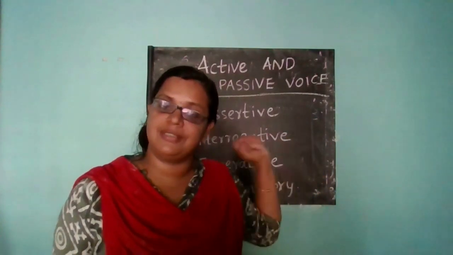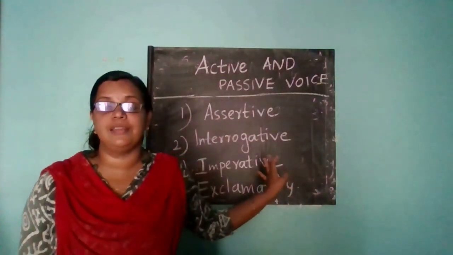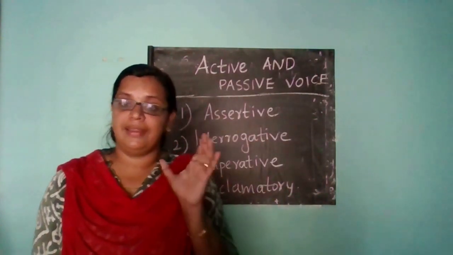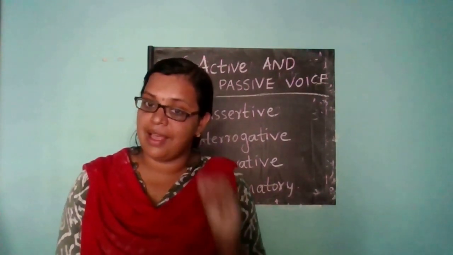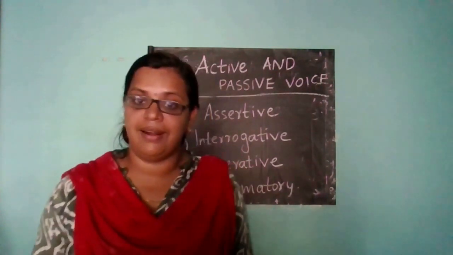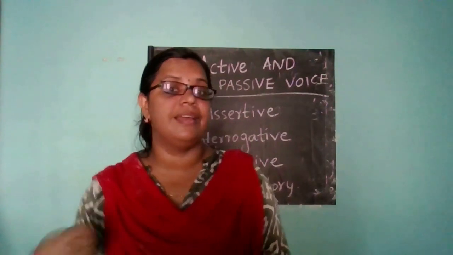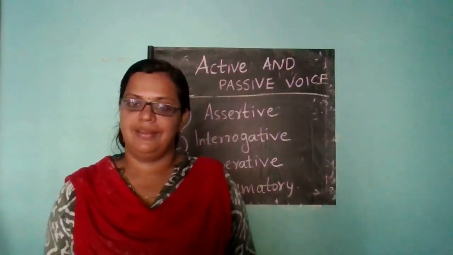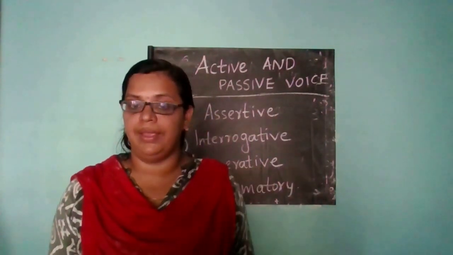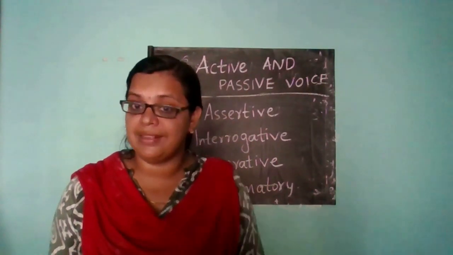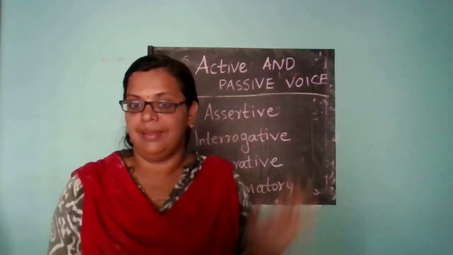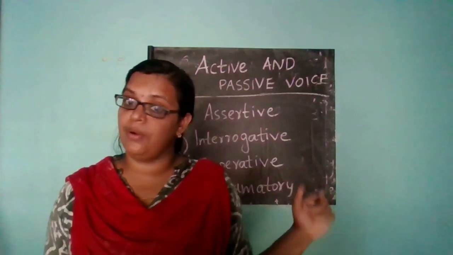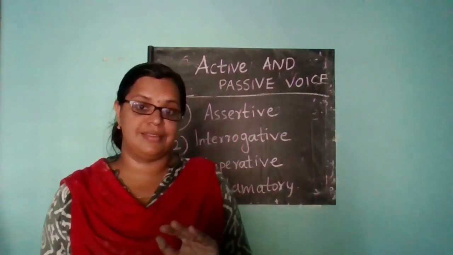Then which is the second one? The second one is the interrogative sentence. You know that an interrogative sentence asks a question. There are WH questions and yes or no questions. Where are you going? Do you like ice cream? These are the examples for interrogative sentences.